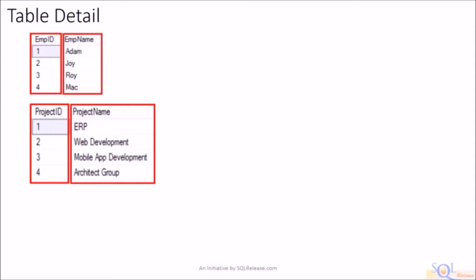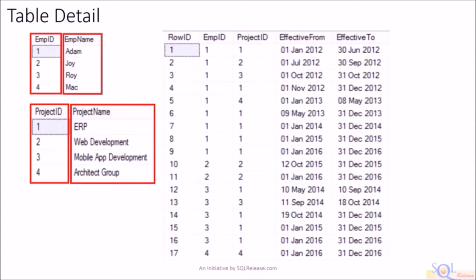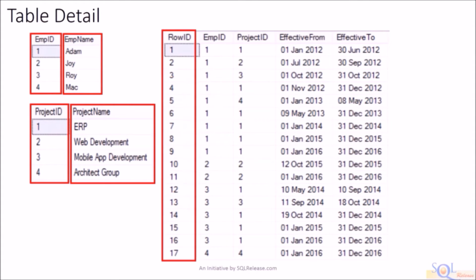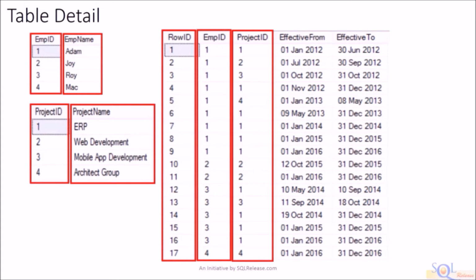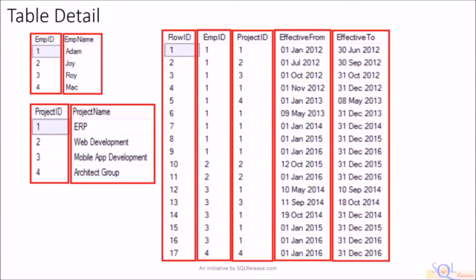Now assume that the employees of SQL release company keep moving from one project to another project along with time, and this data is being stored in a table named employee project detail, which is like this. Here the row ID column is an identity column which stores the unique row ID for each row. The EMP ID column stores the unique ID of the employee. The project ID column stores the unique ID of the project, and the effective from date column stores the date from which the employee gets allocated on the project, and the effective to date column stores the end date of the employee on that project.